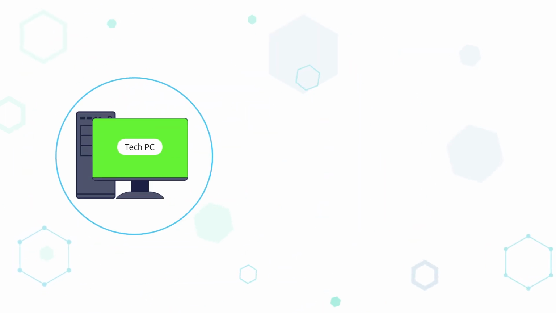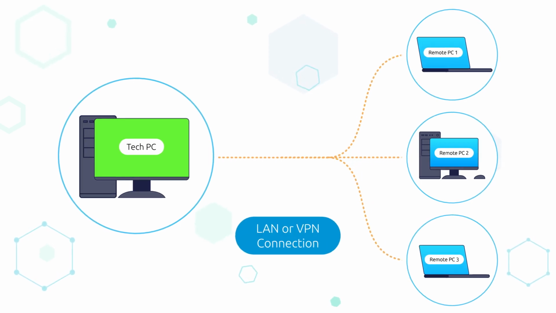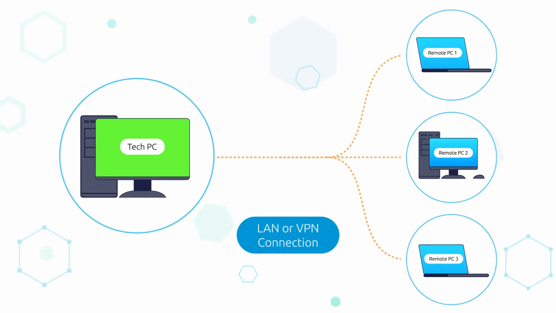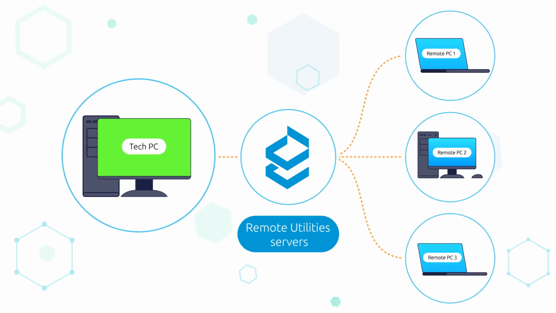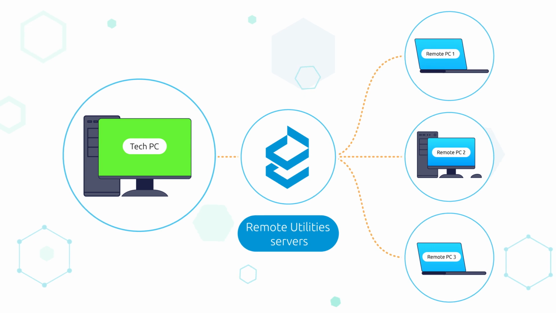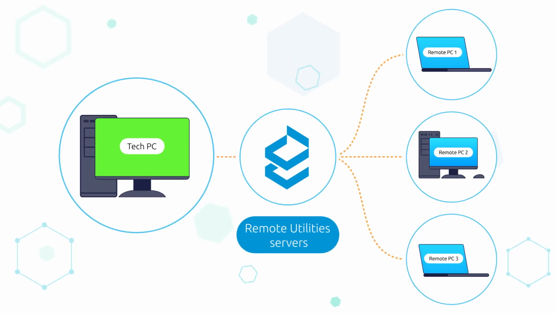The connection between the control and remote computers can be established directly, for example, via a local network or VPN, or alternatively, via Remote Utilities routing servers. That allows you to easily access remote computers over the internet without additional network configuration.